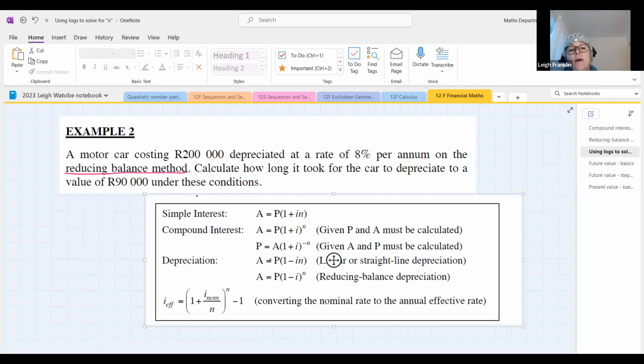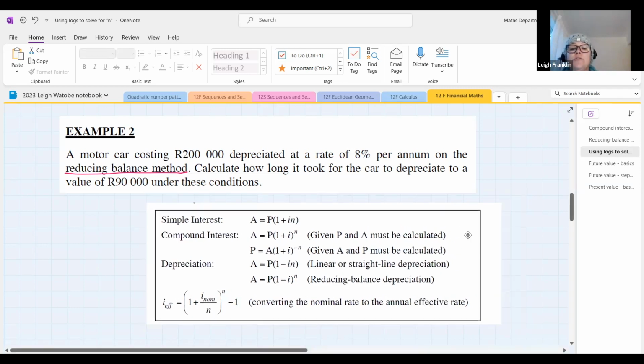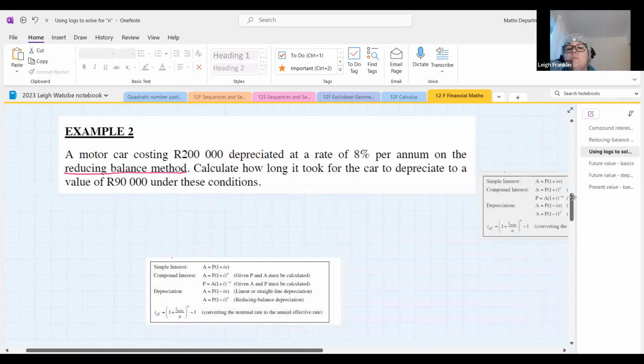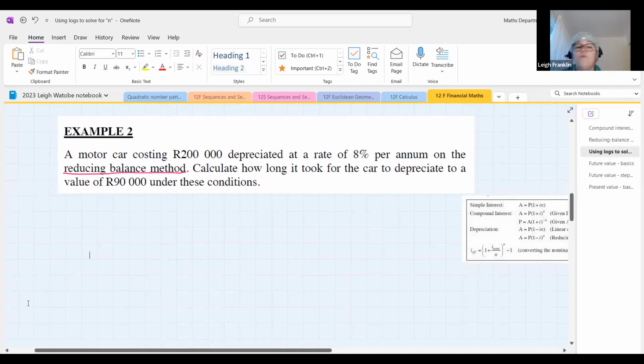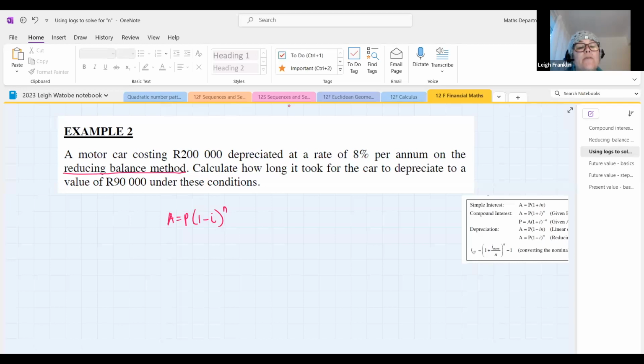A equals P(1 minus i) to the power of n. We spent quite a lot of time last week on Thursday talking about that particular formula. So I'm just going to stick it on the side here and write it in for you. All right, so we're using A equals P(1 minus i) to the power of n. Okay, so the car costs 200,000 Rand. It depreciates to 90,000 Rand. So what's the A and what's the P in this case? Remember, we are talking about depreciation.